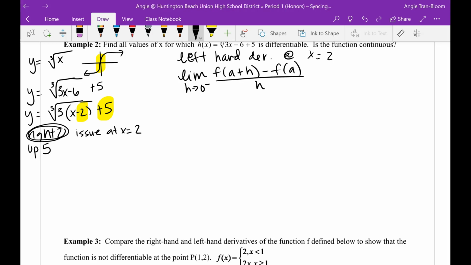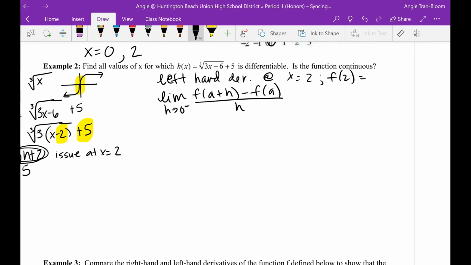So let's talk about x equals 2. What is f of 2? F of 2, we're going to plug it in. So we are going to go third root of 3 times 2 is 6, 6 minus 6, plus 5. So f of 2 is really 5. Okay, so f of 2 is really 5. Those are the parts right there.